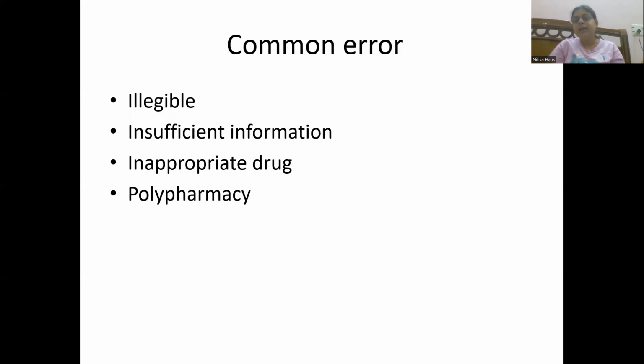Common errors: illegible handwriting, insufficient information like frequency or duration of treatment missing, instructions missing, dosage form missing, signature missing, date missing, details of the patient or doctor not complete, and inappropriate drug. It means the drug is not according to the diagnosis made, and a rational drug is not being prescribed. Polypharmacy: when more than 4 or 5 drugs are used, we have to look for drug interactions and various adverse drug reactions when prescribing. All these things have to be kept in mind.